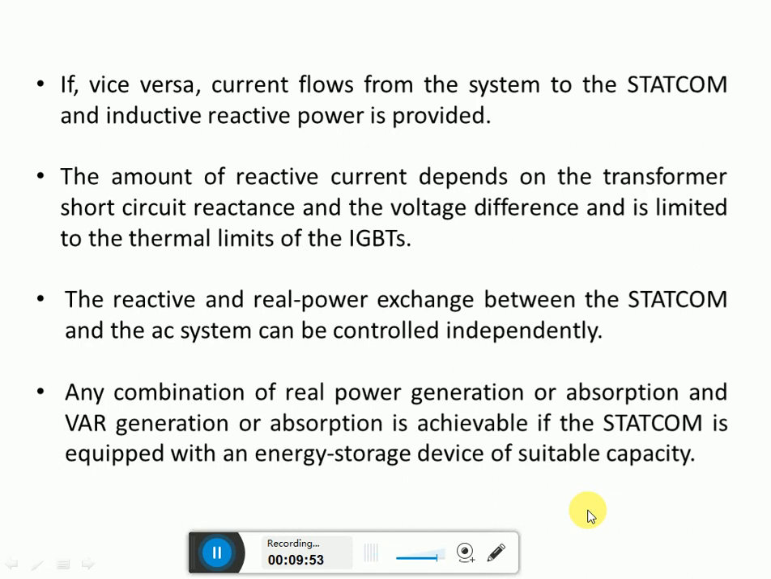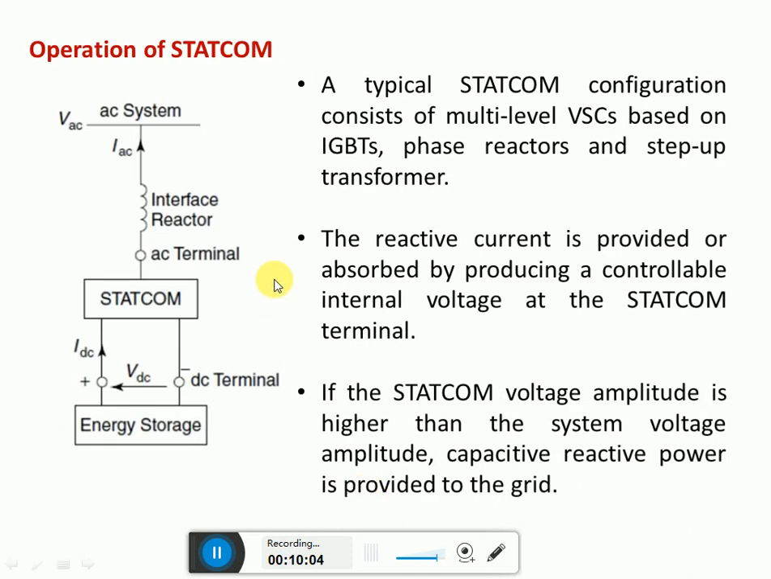Now the amount of power or amount of reactive current basically depends on what? If you see the diagram, it basically depends on the STATCOM terminal voltage and the AC system voltage, the difference between these two voltages, as well as the reactance of this transformer leakage reactance. So that reactance and the voltage difference decide how much current will be flowing through this path.